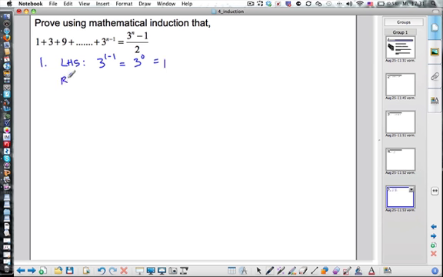And then if we go to the right-hand side, 3 to the 1 minus 1, divided by 2, 2 over 2, which equals 1. So that's sort of like saying the first domino of this induction problem has fallen.